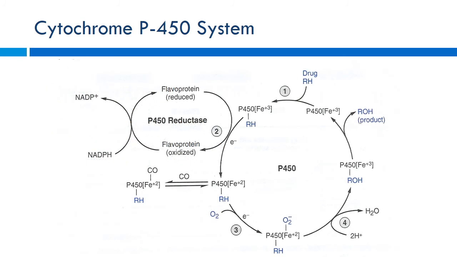I'm not going to make you memorize the actual reaction that's happening here, but just notice that this is going to be an oxidative reaction. Basically, you put in a drug here at step 1. It's going to go through this P450 reductase enzyme process, and eventually the drug that you're going to get out of it is going to be this ROH product.